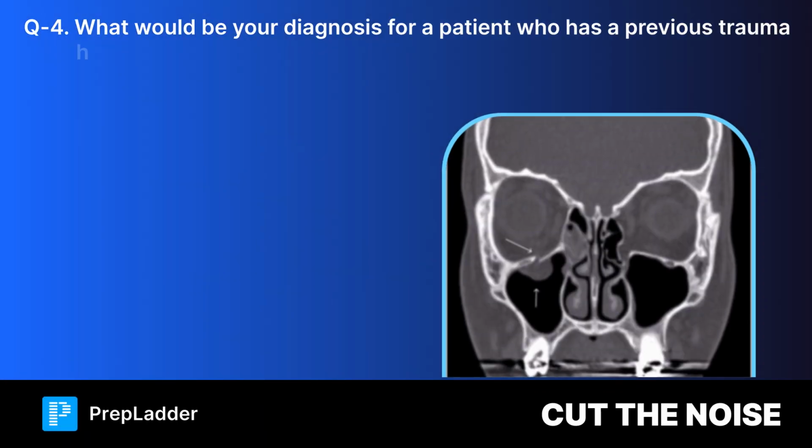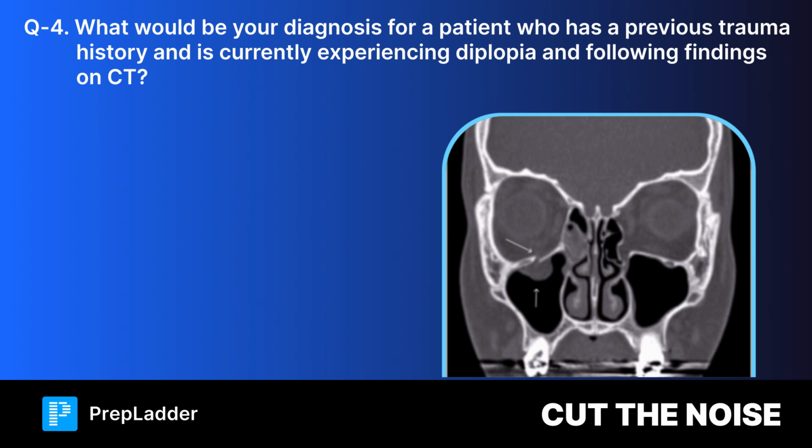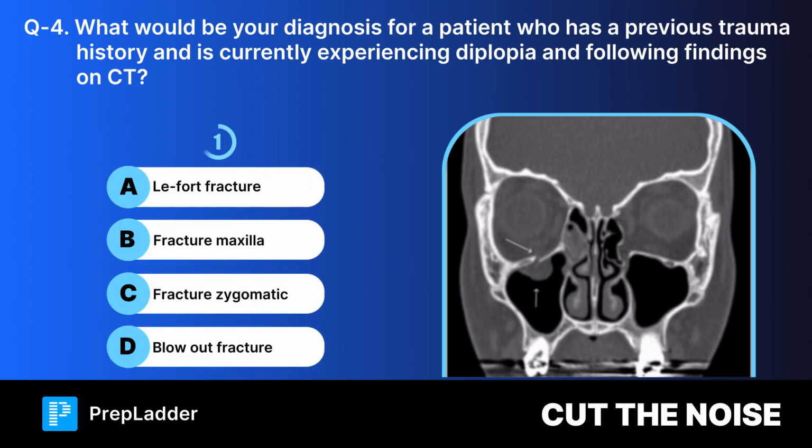Question number 4. What would be your diagnosis for a patient who has a previous trauma history and is currently experiencing diplopia and the following findings on CT? Your options are... and the correct answer is blowout fracture.